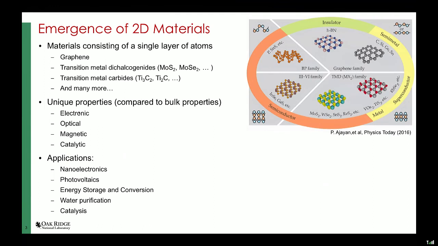So in the cartoon on the top right, you can see a wide variety of two-dimensional materials, and each of these materials has unique properties. Whether they are insulating, metallic, semiconducting, or exhibit superconducting properties, it's really fascinating to see how a single class of materials can exhibit a wide range of unique properties compared to their bulk. These properties include electronic, optical, magnetic, and catalytic. And so the applications of these two-dimensional materials are for nanoelectronics, photovoltaic applications, energy storage and conversion, water purification, and catalysis.